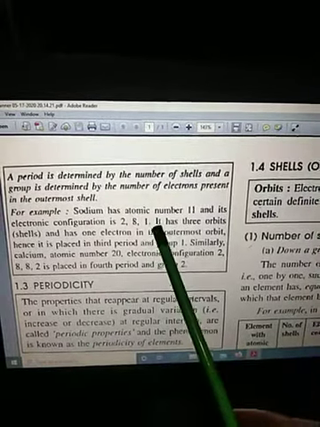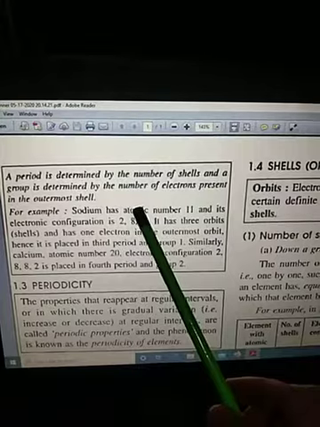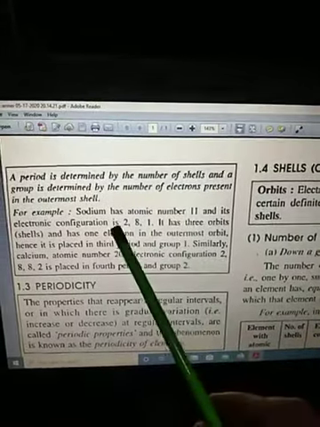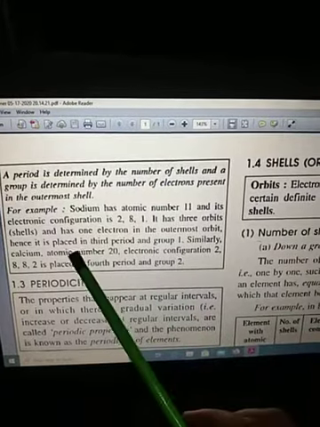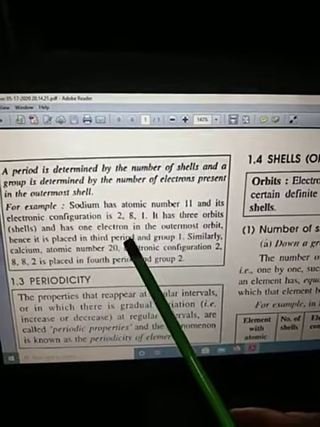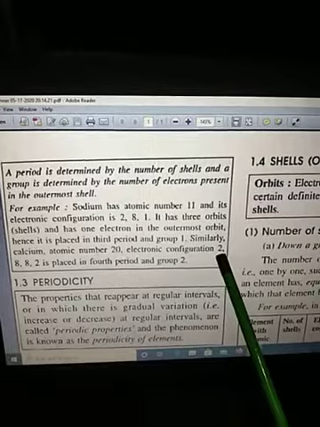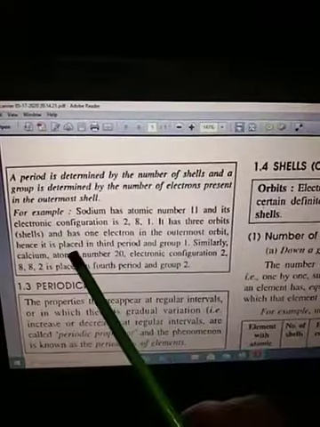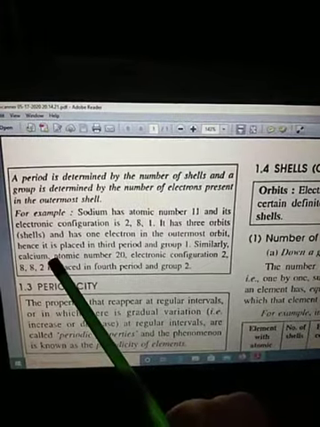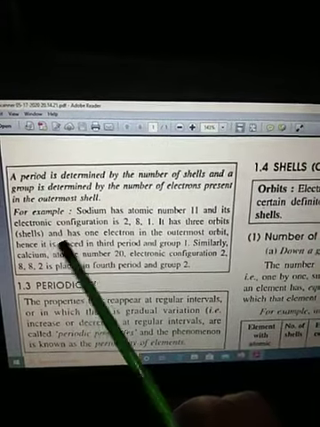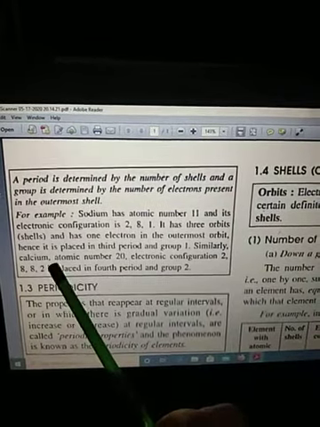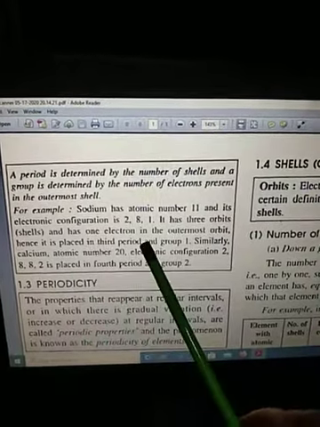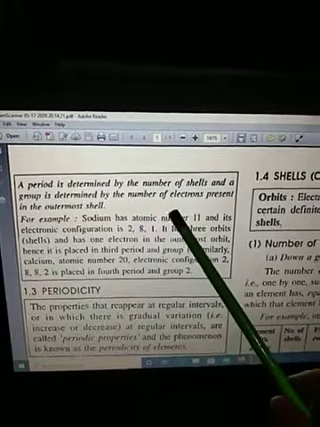Understood? So the number of electrons in the outermost shell represents the group number, and the number of shells or orbits represents the period. Similarly, if you go for calcium, atomic number 20, when you write down the electronic configuration, we write it as 2, 8, 8, 2. So in the last we can see that we have got 2 electrons, that means it belongs to group 2. And how many shells? 1, 2, 3, 4. So it will belong to the fourth period. Okay, so this is a very important part.